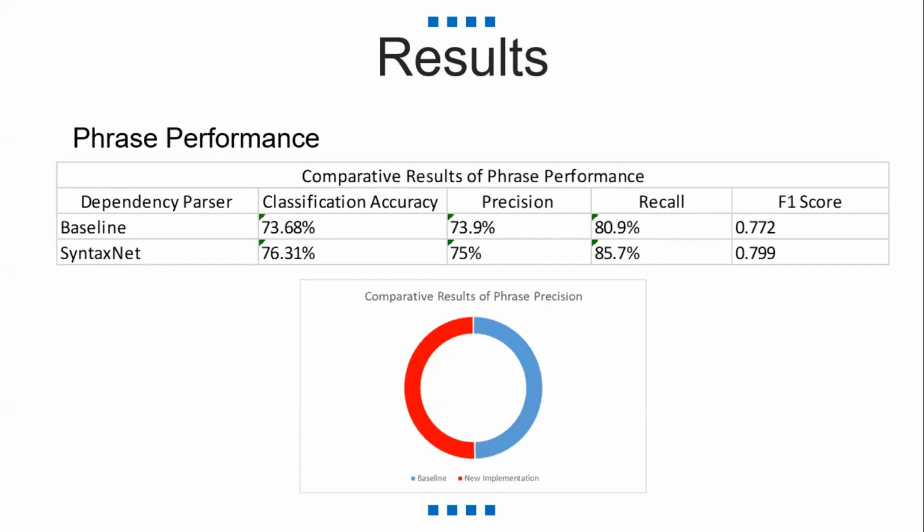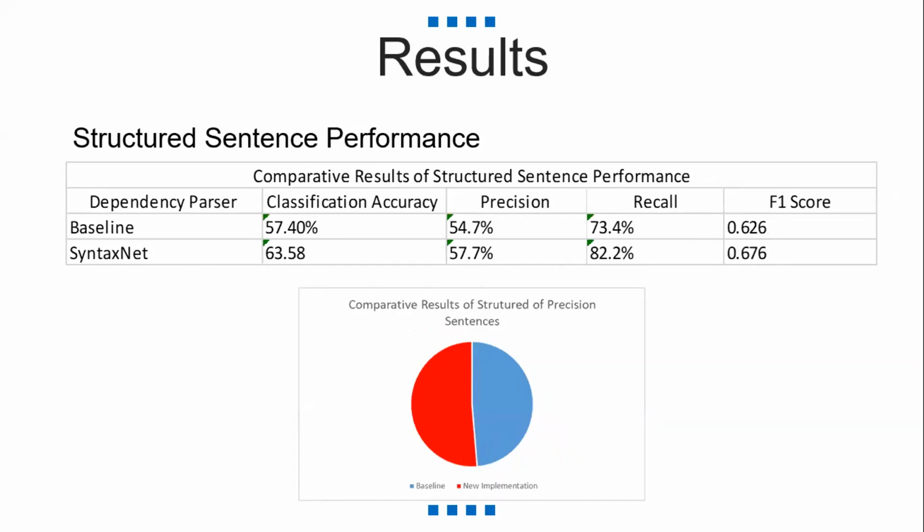The same trend tended to continue in the performance of phrases, where we could see although precision was closer this time, there was still a slight increase over the newly implemented system. And then again for structured sentences, although the precision of both systems as compared to phrases was lower, there was still an increase in the newly implemented system, which let it outperform the baseline again.